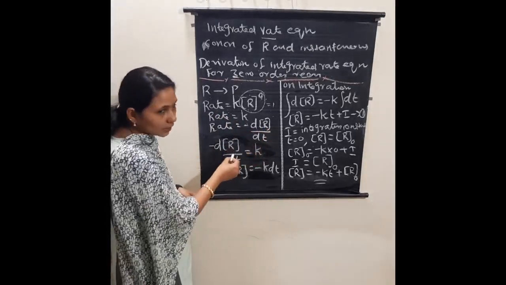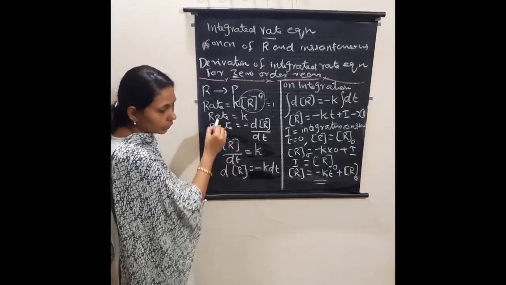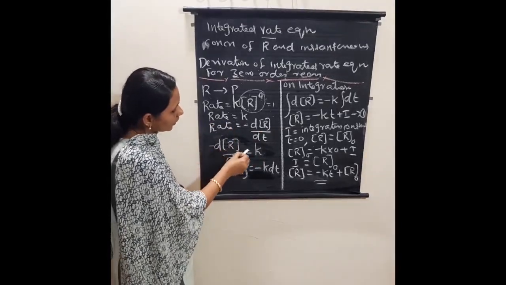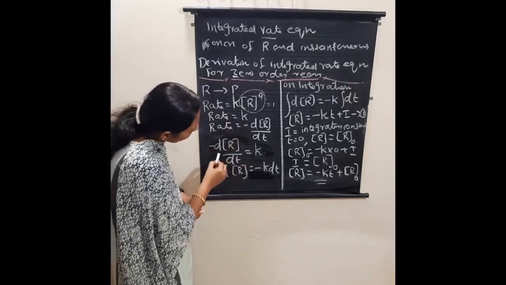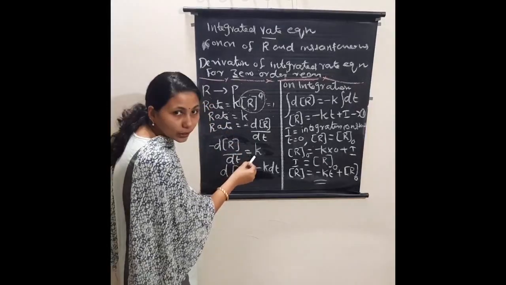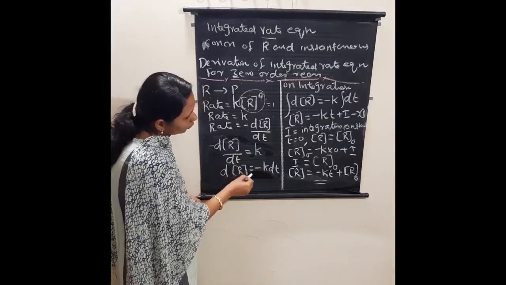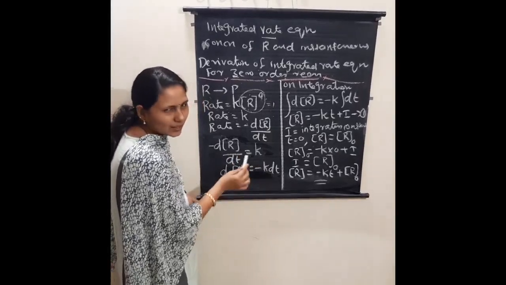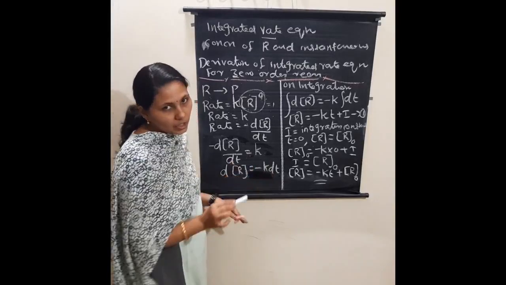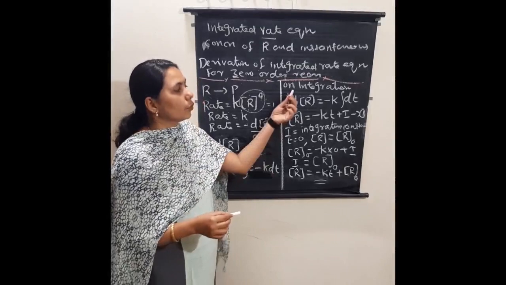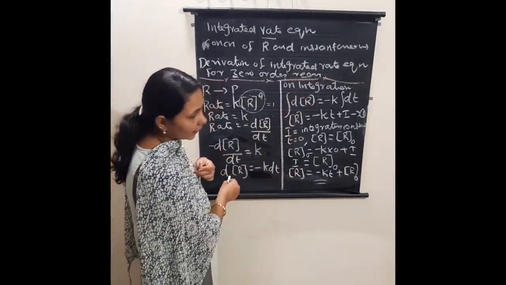Both are the rate, so we can equate them. Minus d[R] by dt equals K. Just rearranging, d[R] equals minus K dt. After that we have to do the integration. So on integration, you have to integrate this.